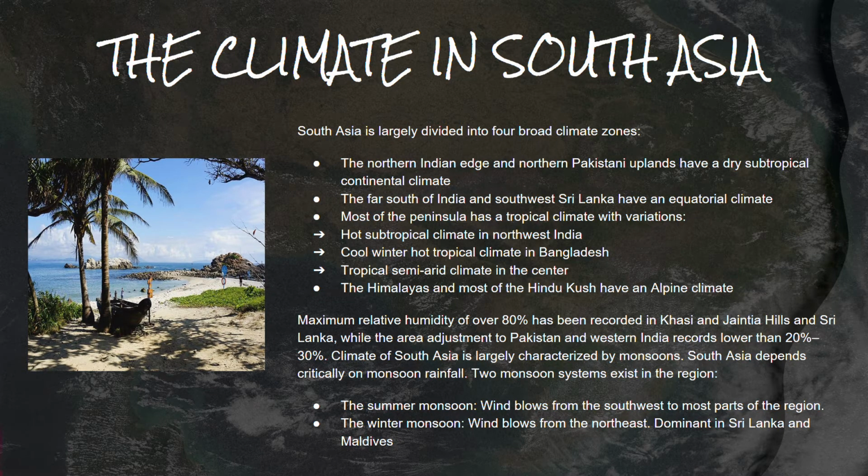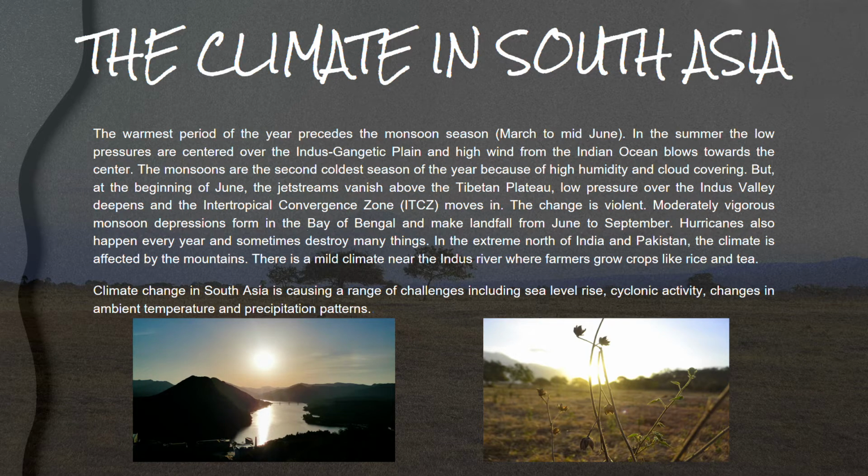Two monsoon systems exist in the region. First, the summer monsoon: wind blows from the southwest to most parts of the region. And then the winter monsoon: wind blows from the northeast, dominant in Sri Lanka and Maldives. The warmest period of the year precedes the monsoon season, between March to mid-June. In the summer, the low pressures are centered over the Indo-Gangetic Plain and high wind from the Indian Ocean blows towards the center. The monsoons are the second coldest season of the year because of high humidity and cloud covering.